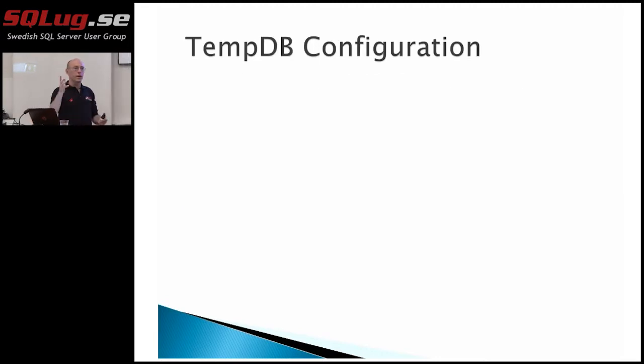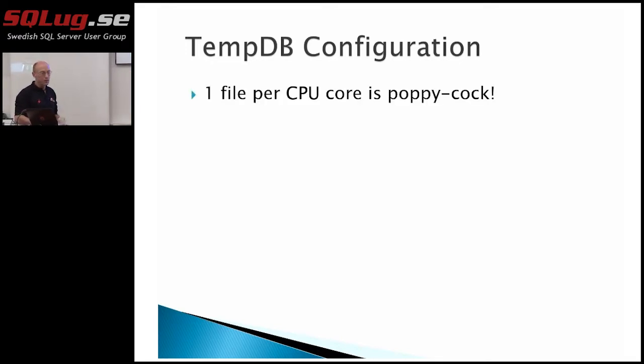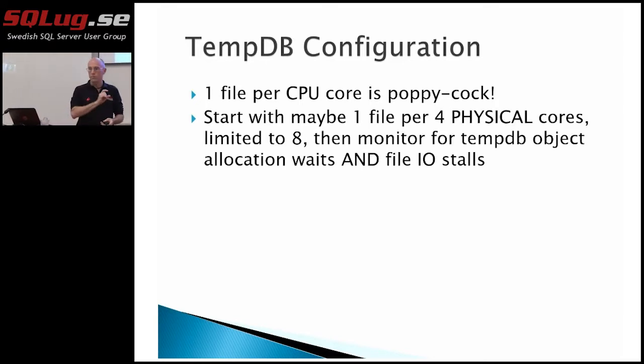TempDB, nobody mentioned that. That's like next to that thing is why your thing is slow, right? TempDB, always a problem. That is just crazy old advice. When that came out, 2 cores was a big server. Now you can get a CPU that's got, what, 20, 15, 16, something like that, cores per CPU. 1 file per 4 physical cores, maybe limited to 8, all right? And what are we looking for?